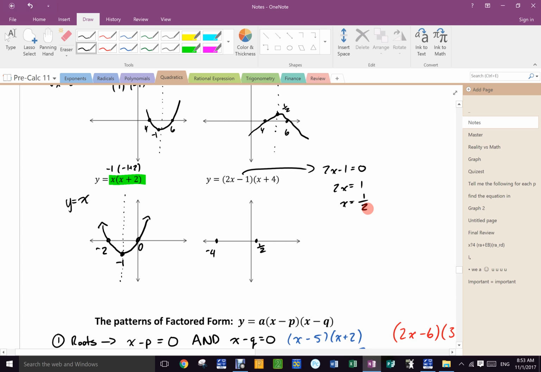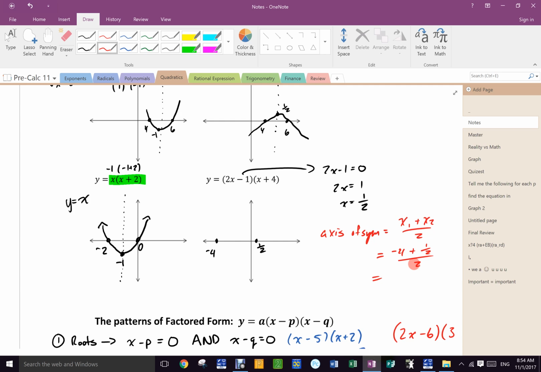Now we're in a bit of trouble, aren't we? Because that axis of symmetry isn't so easy to find, is it? But I know my axis of symmetry always equals x1 plus x2 divided by 2. What's my first root? Negative 4 plus 1/2 divided by 2. What's negative 4 plus 1/2? Negative 3.5. What's negative 3.5 divided by 2?